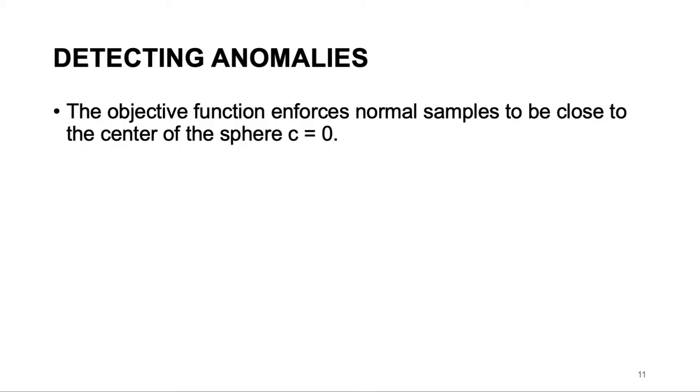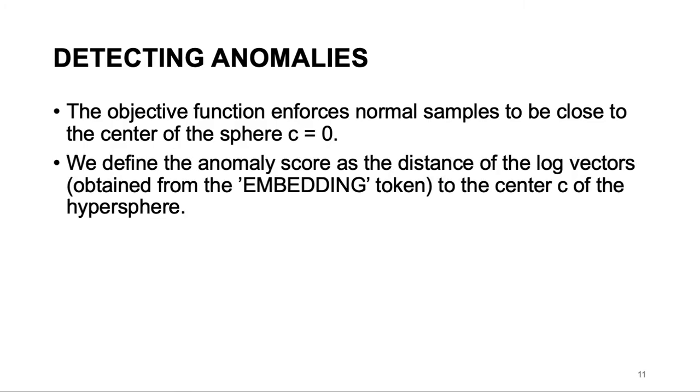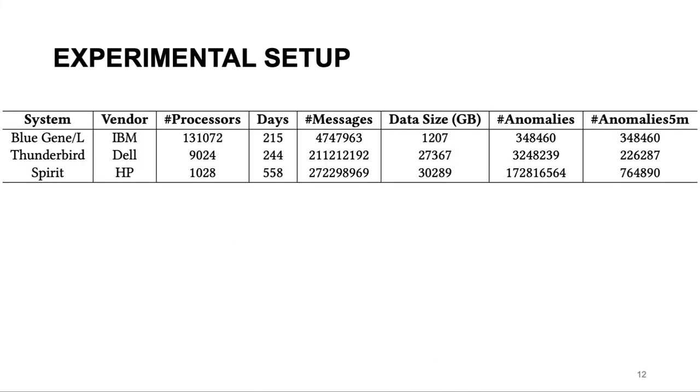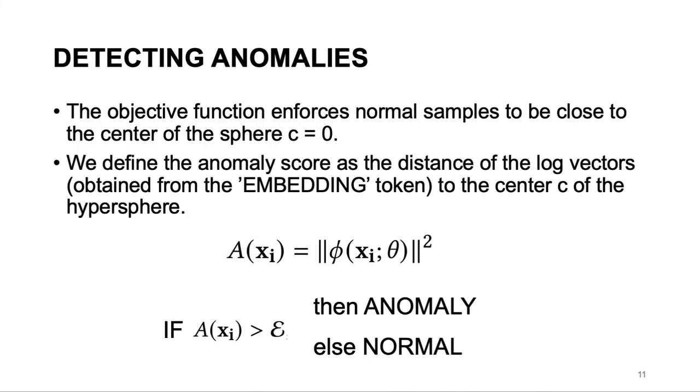For detecting anomalies, we know that the objective function enforces normal samples to be close to the center of the sphere. And I said that the center of a sphere is always a 0, so in optimization it doesn't really matter where you fix the center. So we take the center as a 0. We define the anomaly score as the Euclidean distance of the log vectors obtained to the center C of this hypersphere in hyperspace. If the anomaly score is larger than some threshold epsilon, then it's an anomaly, else it's normal. That's our decision function.